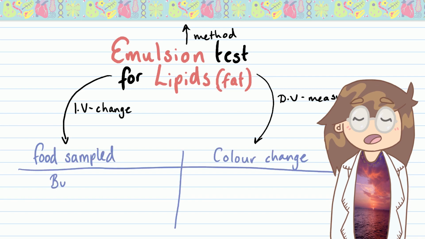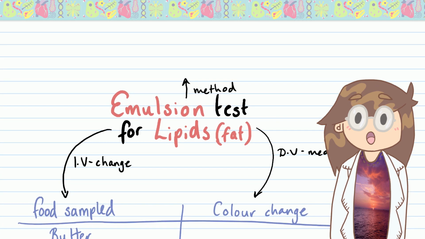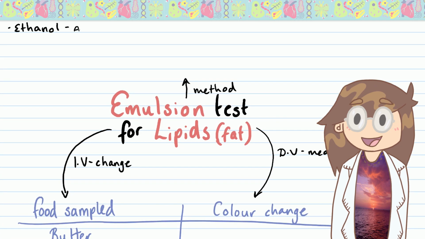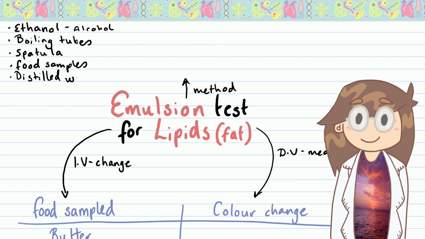So let's have a look at some foods. Let's pick butter, milk and coffee. Butter and milk, you'd expect to have some fat in. Coffee, if it's black coffee, I'd expect to have no fat in. So what you're going to need for this one is some ethanol, which is alcohol, some boiling tubes, spatula, some food samples and your distilled water.